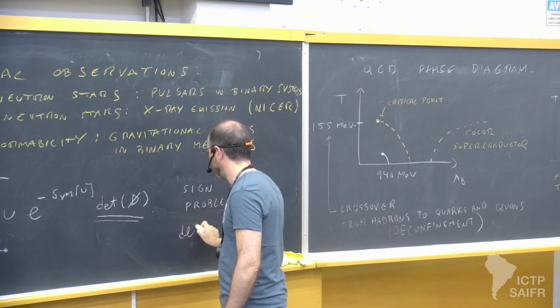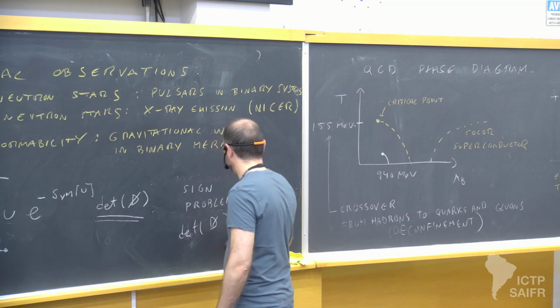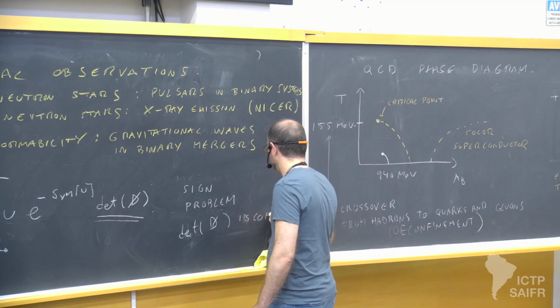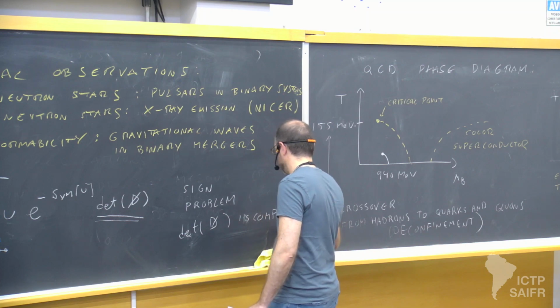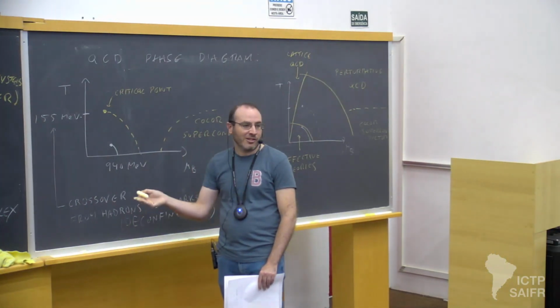This determinant is complex. So people are trying to go around this, but so far it's not advanced enough to do a calculation for QCD.